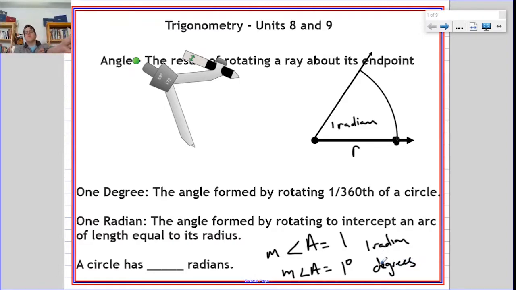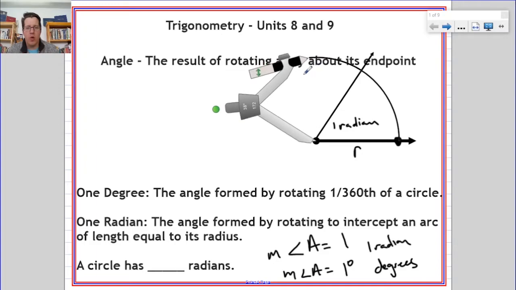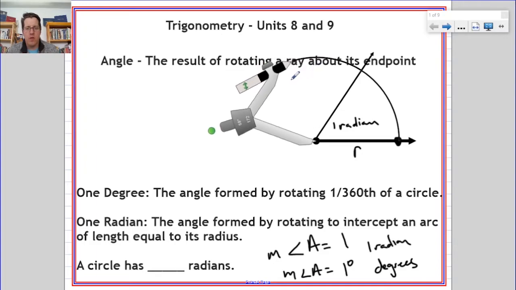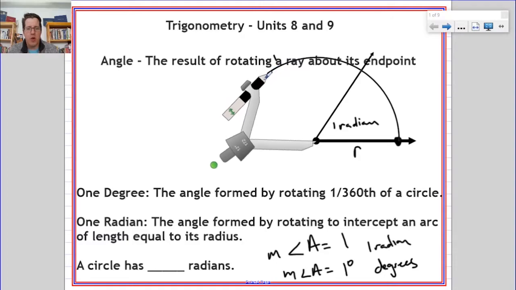All right. Time for you to pause the video and think. A circle has blank radians. Okay, so if we kept extending that arc, we could go a little bit further. And maybe that's about the same length as the arc. So right here. And then we could go again.